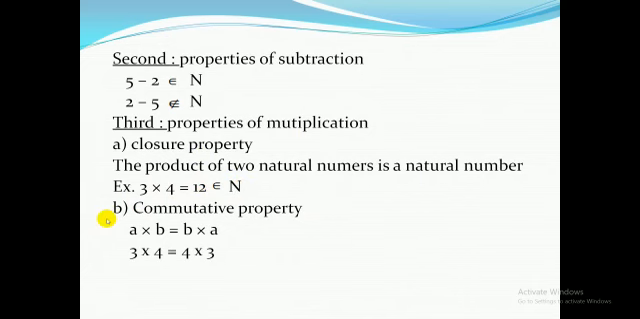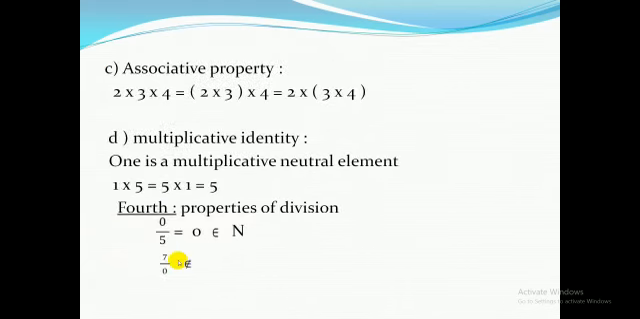Number B, commutative property, which means I can exchange the terms of the equation. A times B will be equal to B times A without changing the answer. Like 3 times 4 equals 12 equals 4 times 3. I exchange the terms without changing the answer.